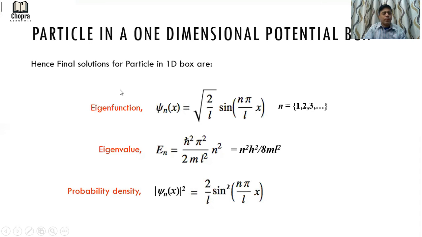The eigenfunction primarily will be psi n x is equal to root of 2 by L sine of n pi x by L, where n starts from 1. And the eigenvalue En is equal to n square h cross square pi square by 2 m L square, or n square h square by 8 m L square. The probability density, once we know the eigenfunction, becomes equal to mod of psi n square, which is 2 by L sine square n pi x by L. So that is all for today's lecture. Thank you.